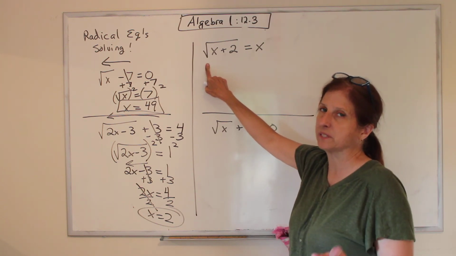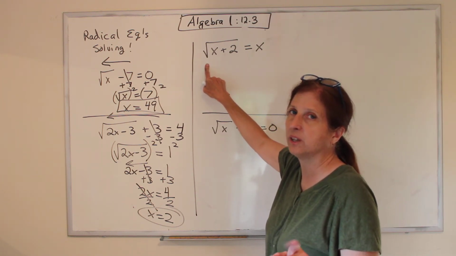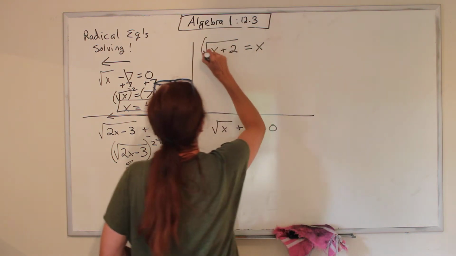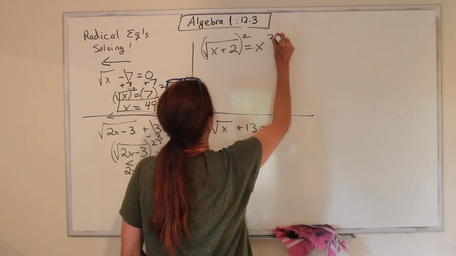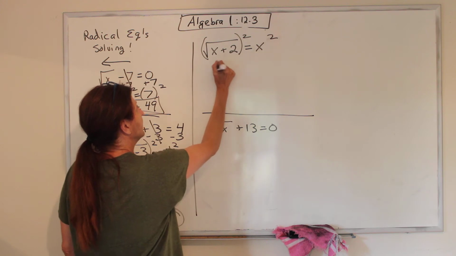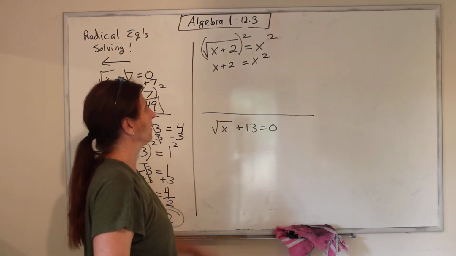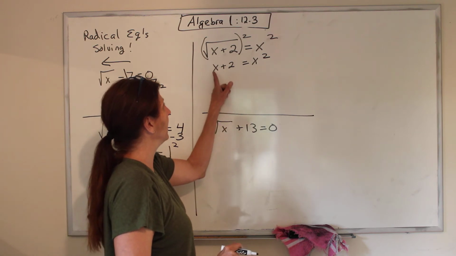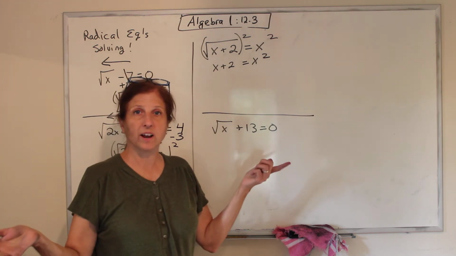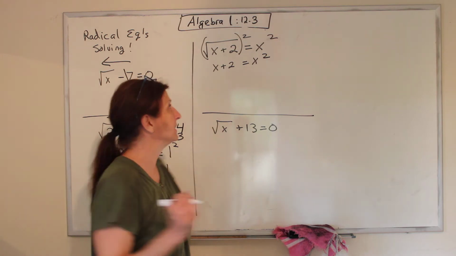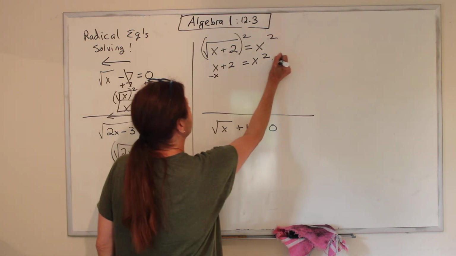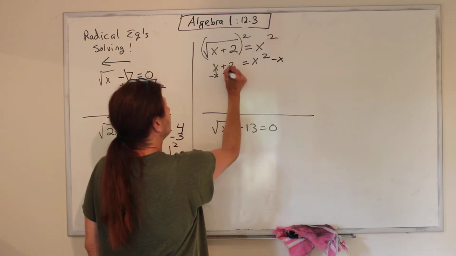By doing the opposite. What's the opposite of square root? Squared. What we do to one side, we do to the other. It frees it, so it's x plus 2 equals x squared. We have an x squared, an x, and a number. That's a quadratic equation. We just got to get them all on the same side. So I'm going to do minus x and minus 2.